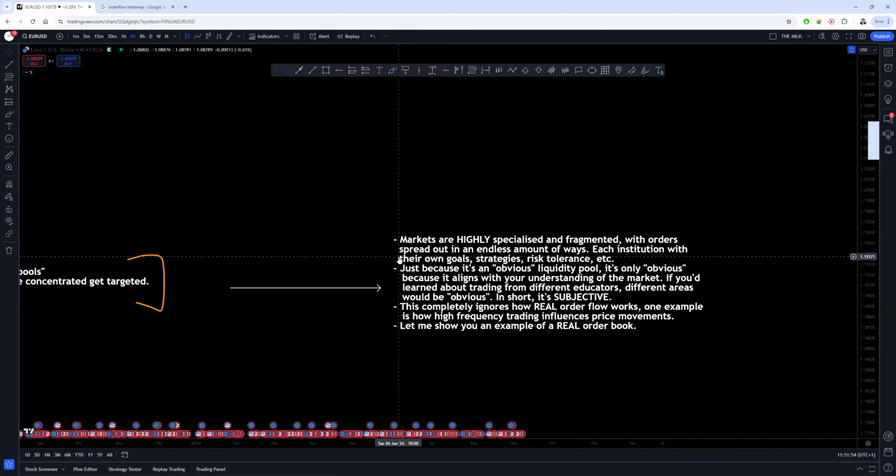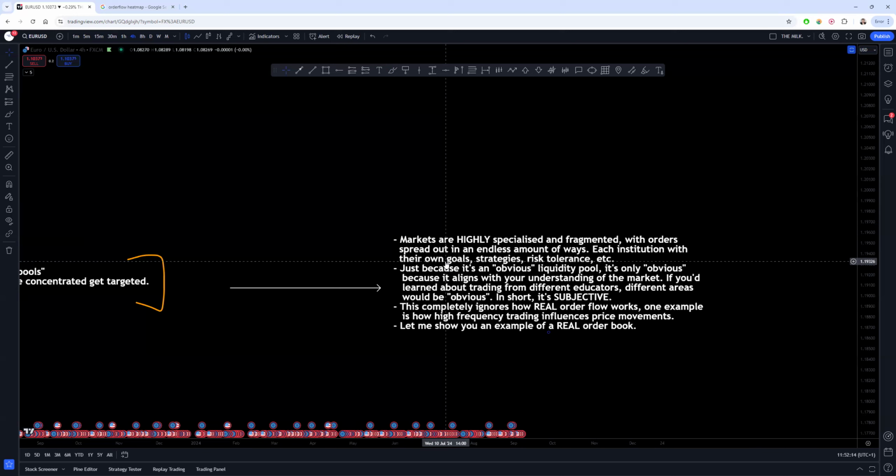So the markets are highly specialized and fragmented, with orders that spread out in endless amounts of ways. It's not just institutions placing a buy and then having a stop loss. It's so much more intricate than that. And there are so many people with loads of different methods as well, different time periods, from high frequency trading to really long term.